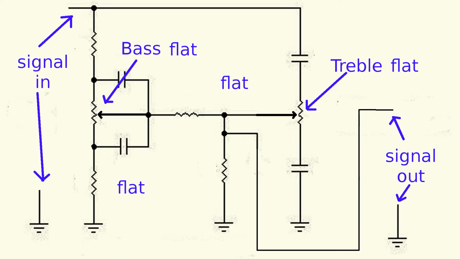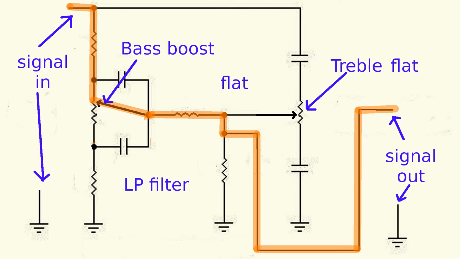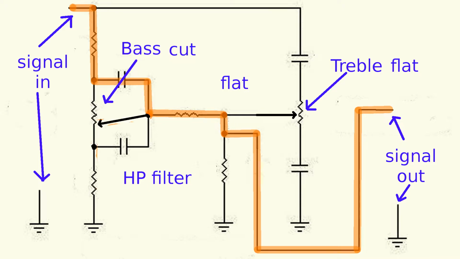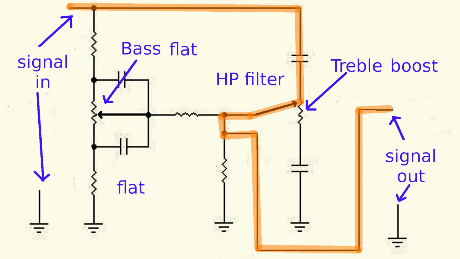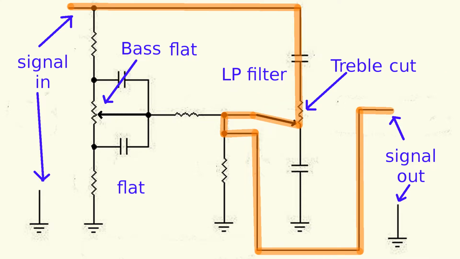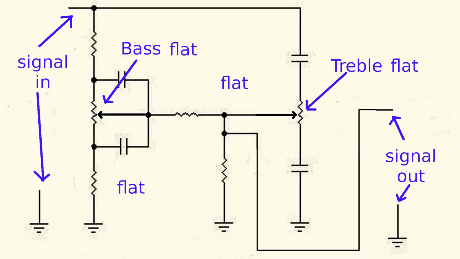The classic James Baxandall tone control circuit. The bass control is a low-pass bass boost and high-pass bass cut filter. The treble control is a high-pass treble boost and low-pass treble cut filter. When each control is in the center, the high-pass filters cancel the low-pass filters, giving flat response.